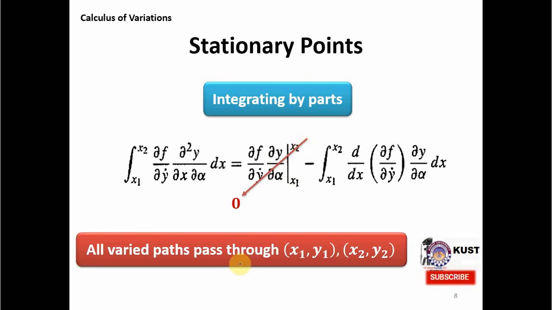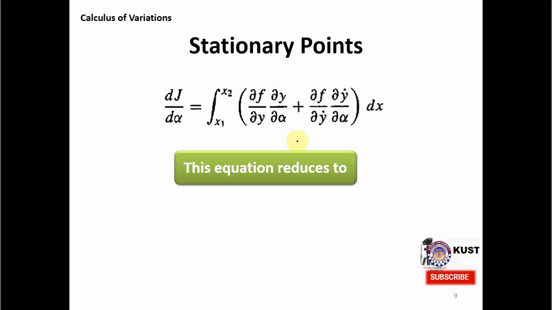So all varied paths pass through x1 y1 and x2 y2, which means that the surface terms or the boundary terms where all the paths meet, passing through these 2 points, are equal. By definition, when we put these limits over here, we will get two terms with opposite signs, and therefore this first term vanishes, and we get this left hand side equal to the right hand side, and the only term with a negative sign.